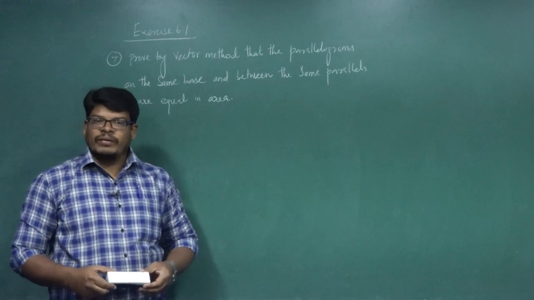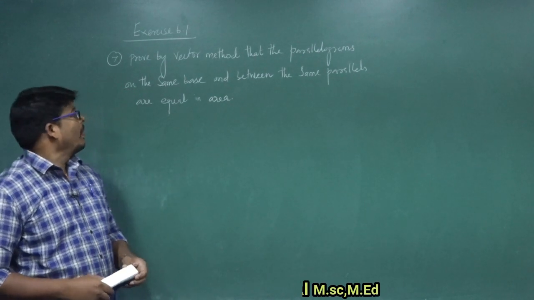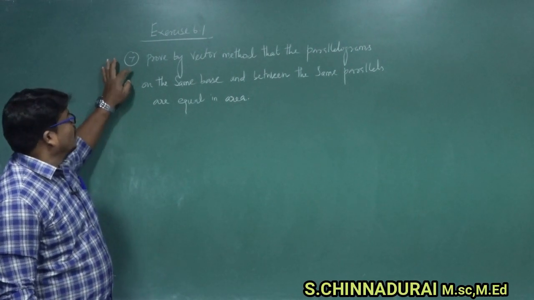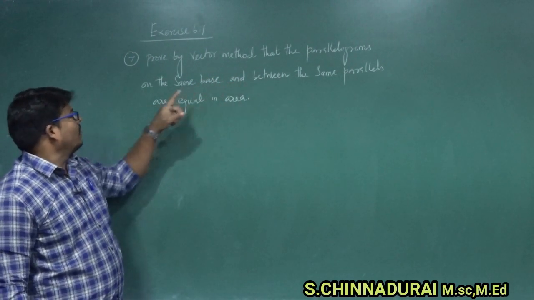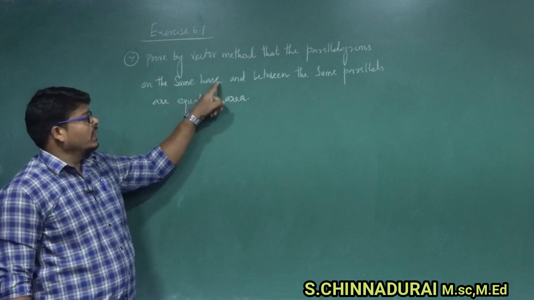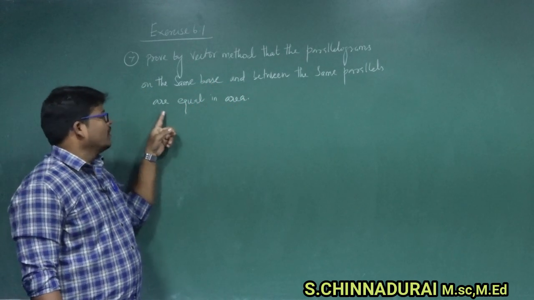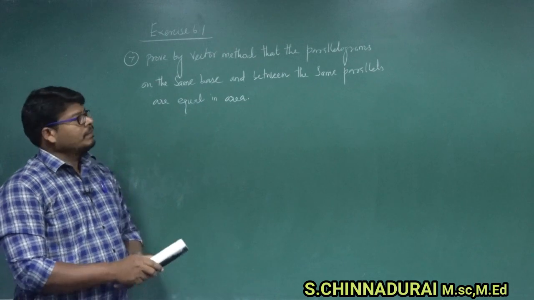Hi students, today we are going to discuss exercise 6.1, 7th problem. Prove by vector method that parallelograms on the same base and between the same parallels are equal in area.